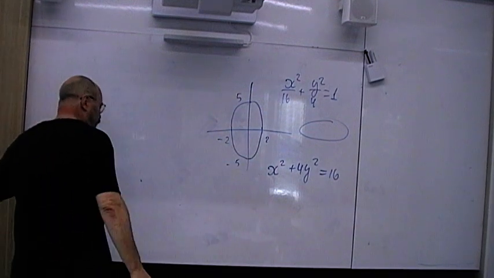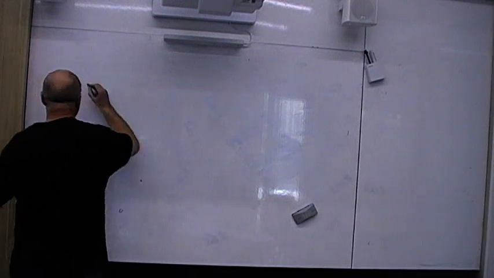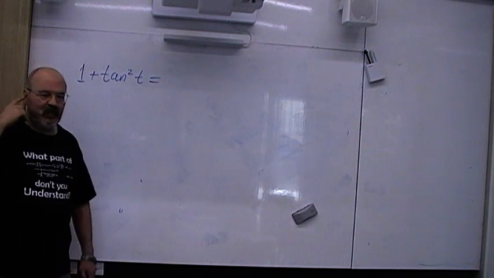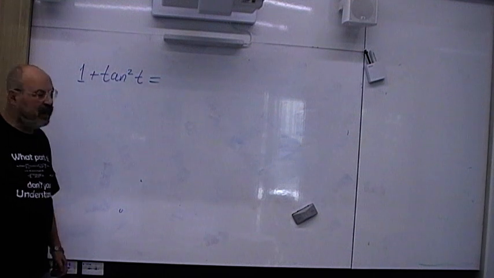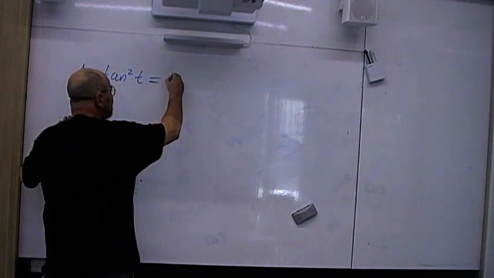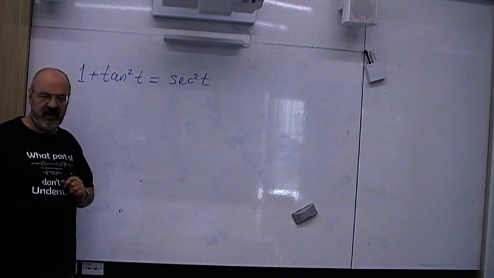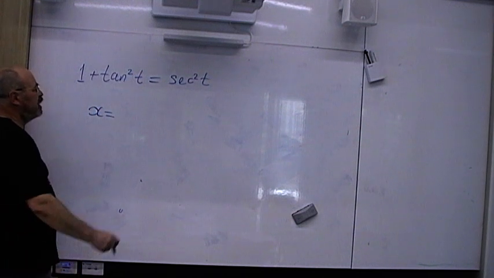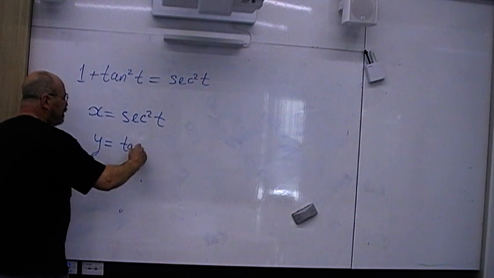Now, let's recall one more trigonometric identity that we will be using: 1 plus tan squared t equals sec squared t. Because tan is sine over cos, so it's sec, so we will get secant squared t.